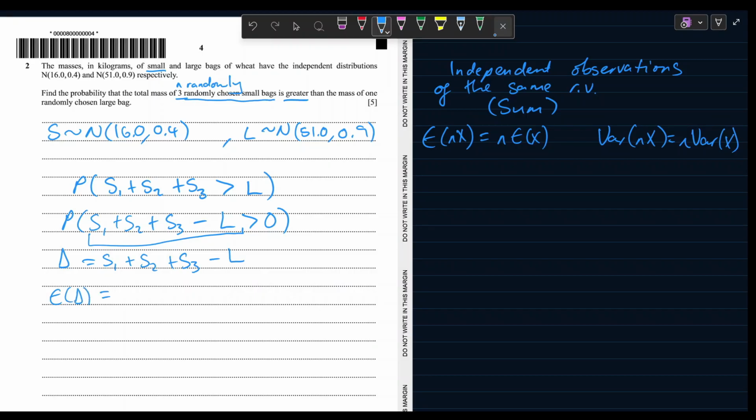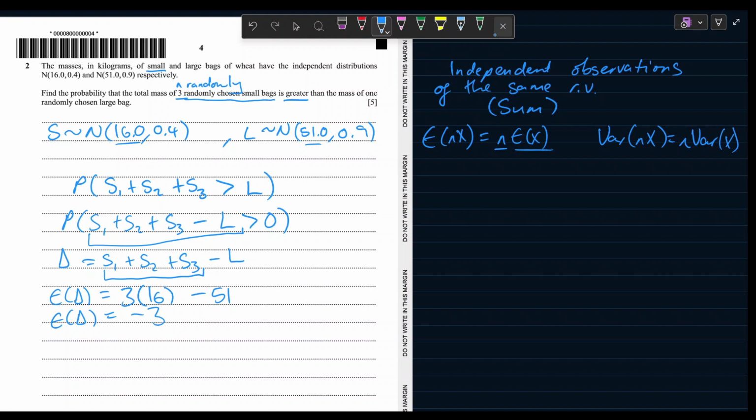So the mean of D is going to be the expectation. This first 3 here is a sum, so to find the expectation of these 3, it's n times the expectation of S. In this case, it's 3 times the expectation of S, which is 16, minus the expectation of L, which is 51. So the expectation of D is 3 multiplied by 16 minus 51, and this gives us negative 3.